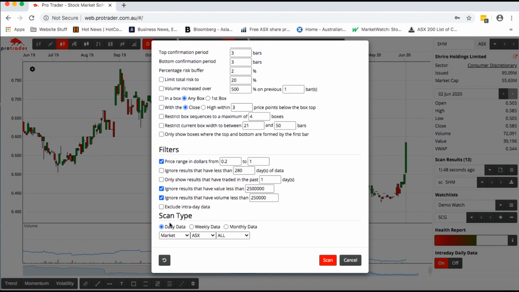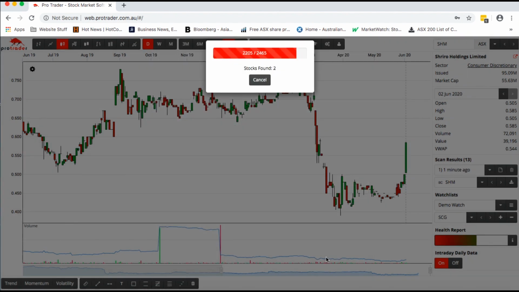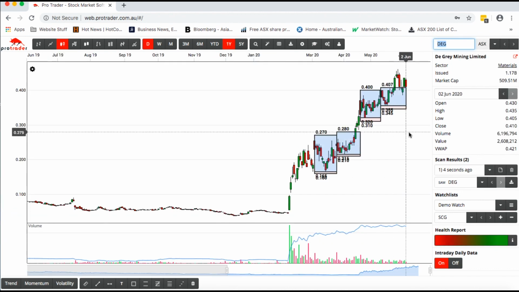I'm going to do a general market one. Now with the filters, as I mentioned before, I only use the filters when I'm doing a general market. I would always encourage you to have the ignore results that are less than a certain value and/or volume, because you don't want to get caught in an illiquid stock. So let's just see how we go with Sam's Darvas box. So we've got two, and there you go.